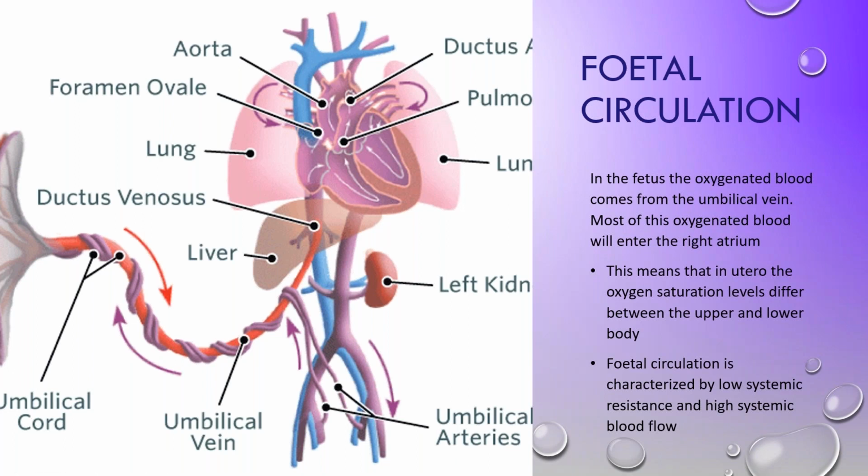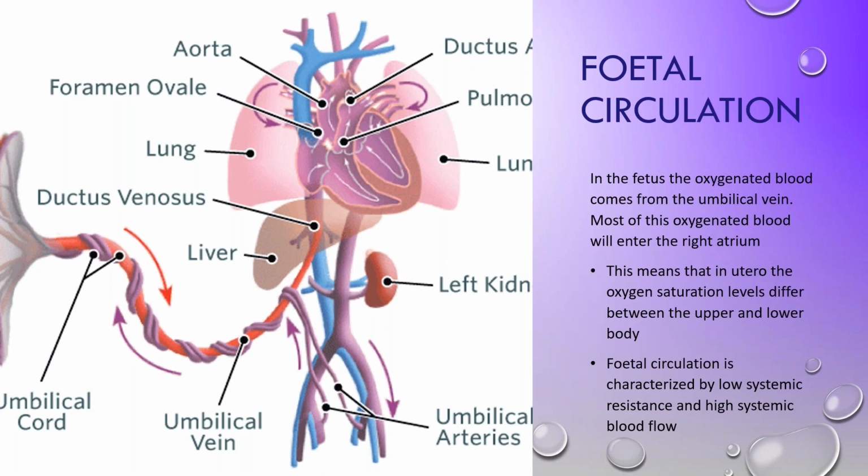Do remember that last time we spoke that the umbilical vein carries the oxygen and the waste gets carried away by the umbilical arteries. In the fetus, the oxygenated blood comes via the umbilical vein, and most of the oxygenated blood will enter the right atrium. This means that in utero, oxygen saturation levels are very different in the upper and lower bodies.